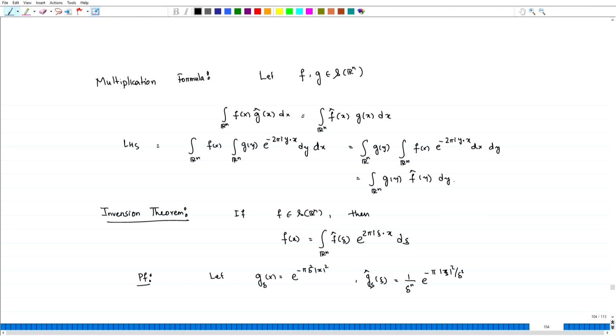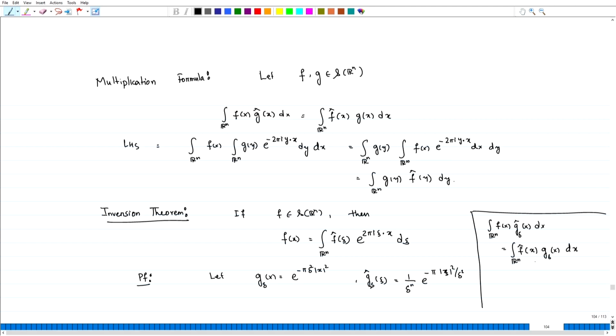Now, from our multiplication formula, what we know is that the integral over Rn of f of x g delta hat at x dx is going to be the integral over Rn of f hat at x times g delta of x dx.